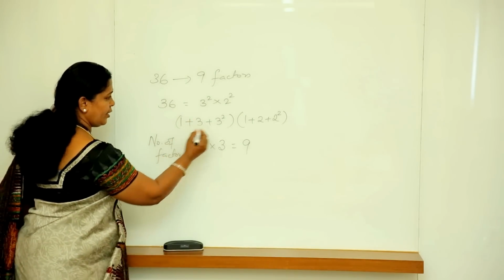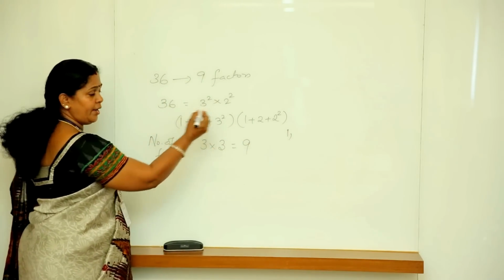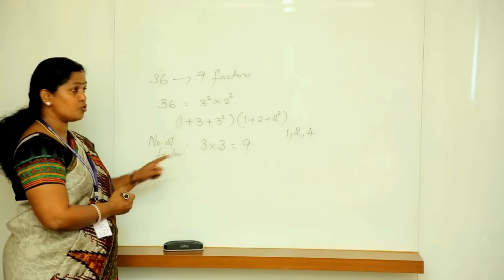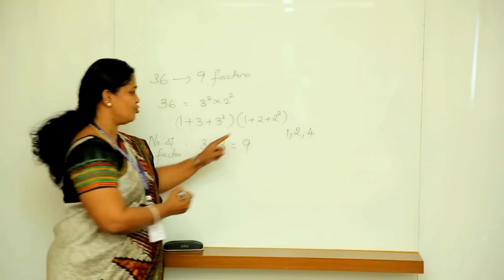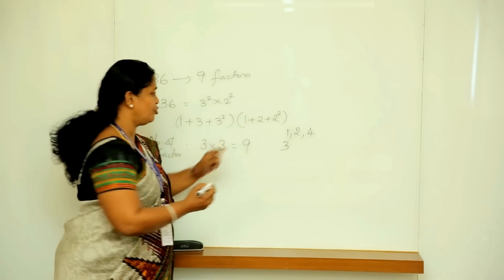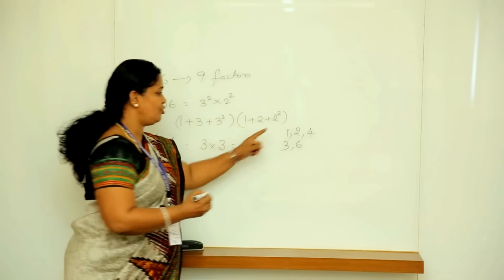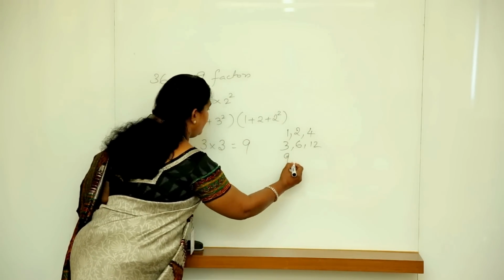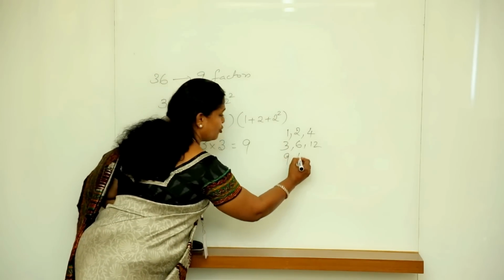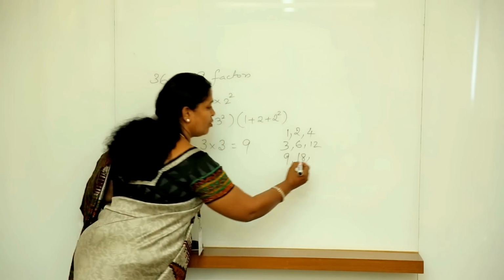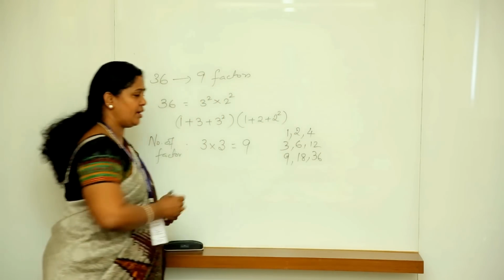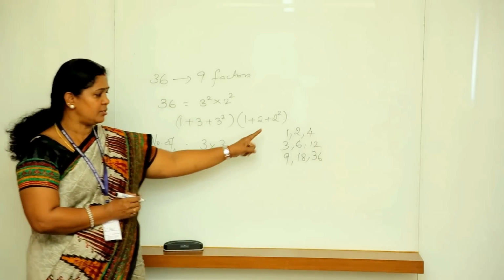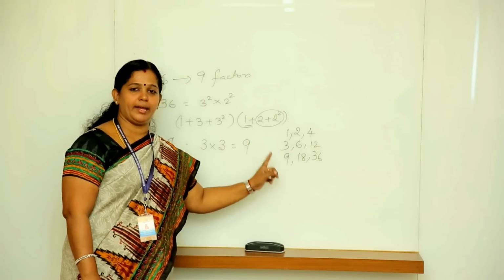Now 1 into 1, 1 is a factor. 1 into 2, 2 is a factor. 1 into 2 square, 4 is a factor. This all we listed recently. 3 into 1, 3 is a factor. 3 into 2, 6 is a factor. 3 into 4, 12 is a factor. Similarly, 3 square into 1, 9. 3 square into 2, 9 into 2, 18. 9 into 4, 36. So these are the 9 factors. Expressing 36 in this way gives the number of factors. These are 9. These are the list of odd and even factors.